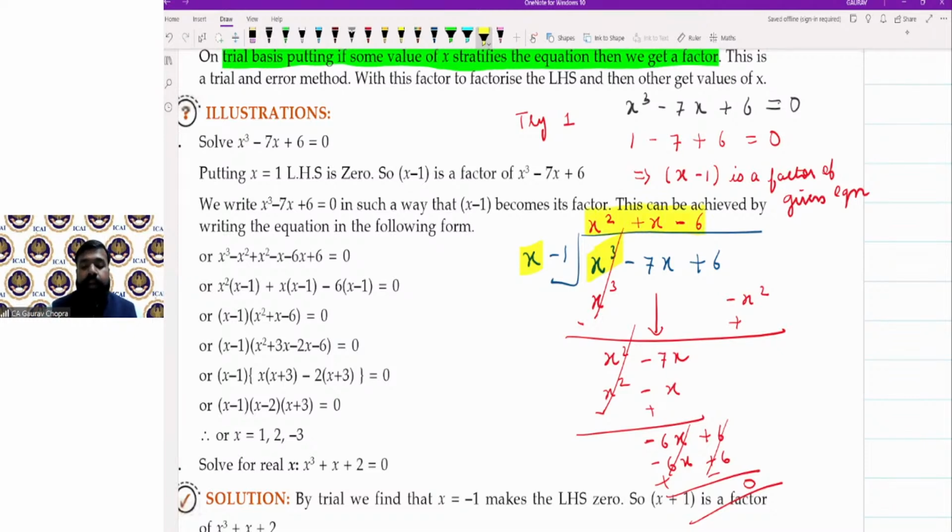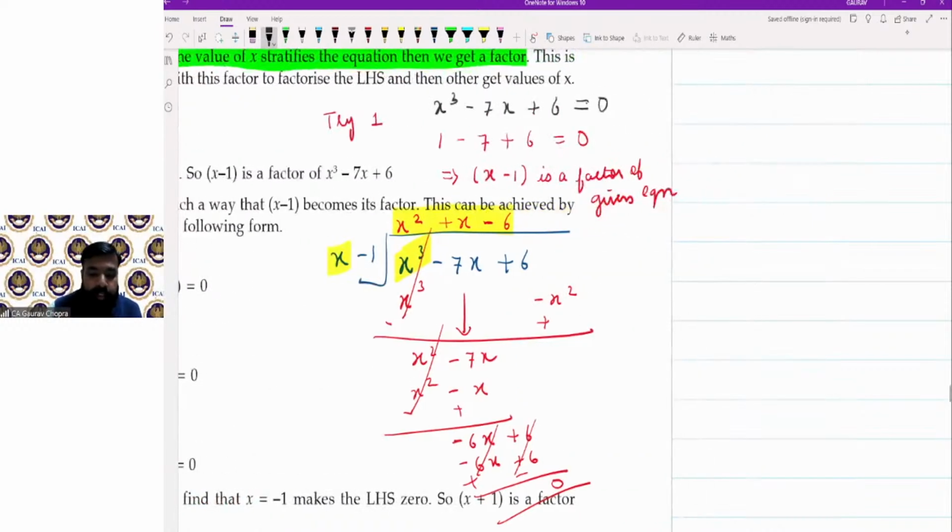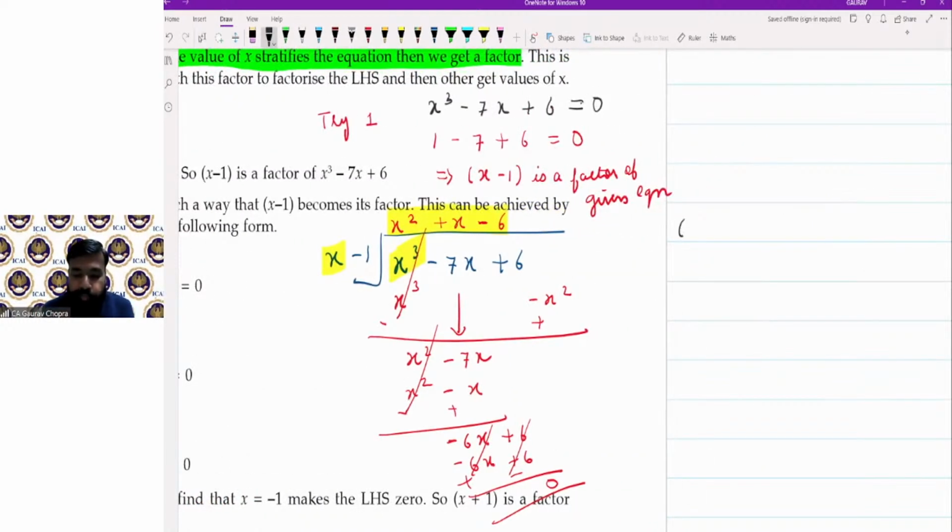So from here we concluded that if x minus 1 is a factor, then the other factor will be x square plus x minus 6. So we can write this in the form of (x minus 1) into (x square plus x minus 6) equal to 0. So this is the way of solving the cubic equation by a proper method.